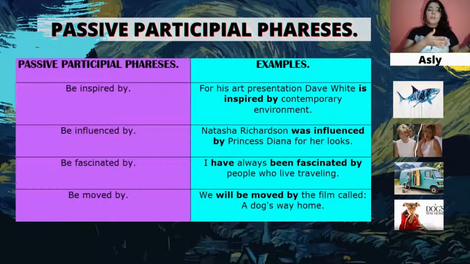On this right side, we have some examples of how we can use these passive participle phrases in a sentence. The first one says, for his art presentation, Dave White is inspired by the contemporary environment. The second example says, Natasha Rickerson was influenced by Princess Diana for her looks. The third example says, I have always been fascinated by people who love traveling. And the last example says, we will be moved by the film called A Dog's Way Home.